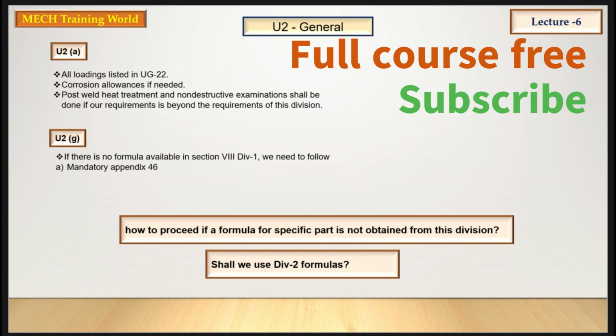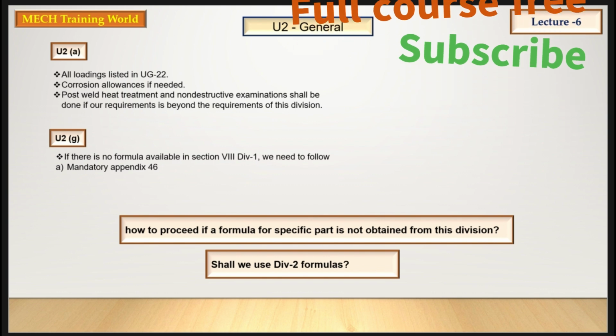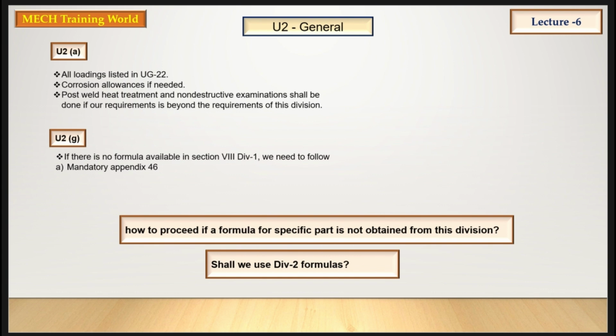Next one: if a formula is available in Division 1 for designing our pressure vessel components, shall we consider Division 2 formulas? What is your opinion, guys? Just type your answer in the comment box. And the answer is no. We cannot use Division 2 formulas if there is a formula in Division 1. We cannot bypass the Division 1 code, guys.